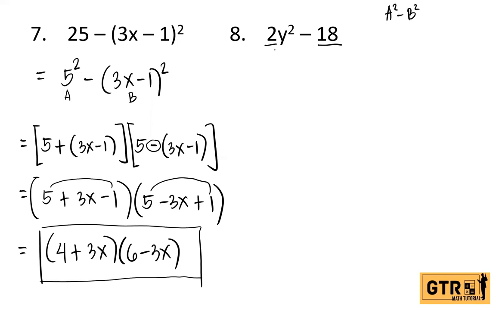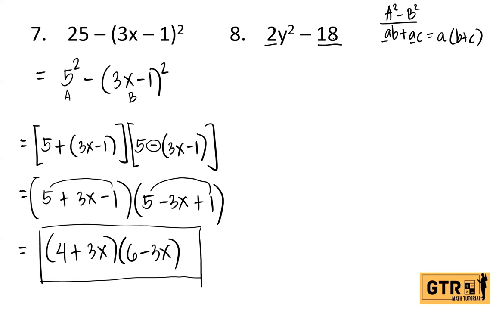So ang gagawin natin, magko-common muna tayo. Di ba yung 2 and 18? So gamitin muna natin yung common. Paano ba yung common? AB plus AC, may common sila na A, ifa-factor out yung A, tapos B plus C. Okay? So gamitin muna natin itong common bago natin i-apply ito.